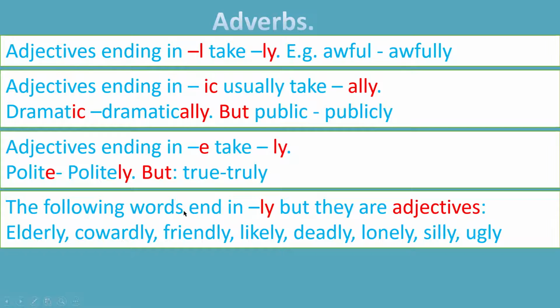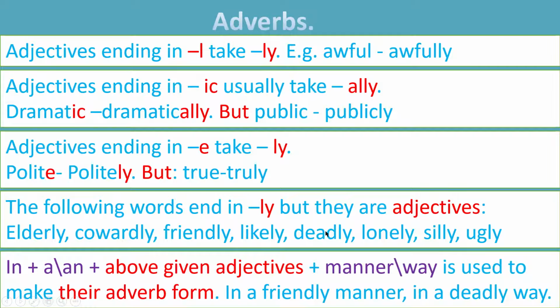There are some adjectives which end with ly, but they are adjectives. They are not adverbs, even though they end with ly. They are elderly, cowardly, friendly, likely, deadly, lonely, silly, ugly, and there are a bunch of them. You have to be able to recognize them when you see them. You may ask a question: how are we going to change these into adverbs because they already end with ly? We got a formula for this kind of special adjectives.